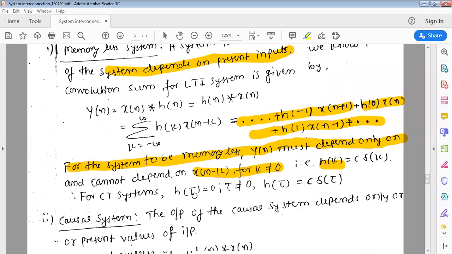For CT systems, k is replaced by tau, that's all. h of tau is equal to 0 when tau is not equal to 0. That is nothing but c into delta of tau. So the system does not have memory, means there are no other terms like x of n plus 1, n plus 2, n plus 3, and so on, or x of n minus 1, n minus 2, n minus 3, and so on. So it neither remembers the past nor remembers the future. It depends only on the present, means only h of 0 and x of n are present, the rest of the terms are absent. This will happen only when your impulse response h of k is c into delta of k. Is it clear to you?